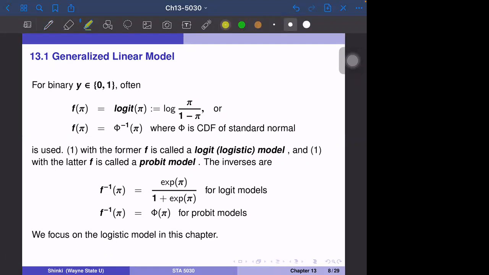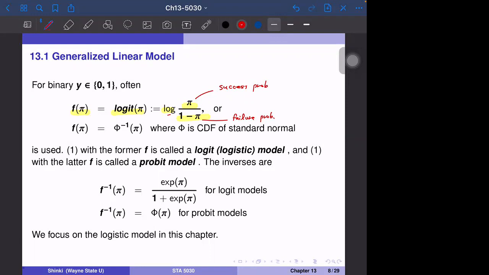And often we assume f of pi is equal to the logit function of pi, that is log of pi over 1 minus pi. So pi is the success probability, and 1 minus pi is a kind of failure probability. So the ratio of success to failure is called the odds ratio. So this is the log of the odds ratio. So f of pi is often assumed to be this.